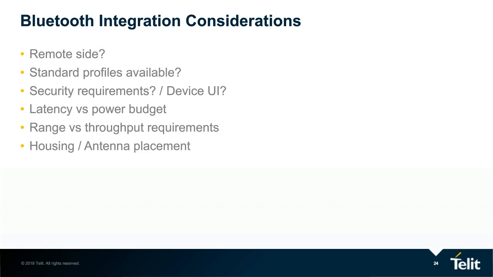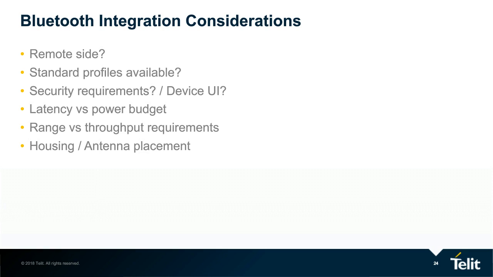Then you have to decide between latency and power budget, or between range and throughput. You can either have higher range or better throughput for Bluetooth Low Energy, but not both at the same time on the same Bluetooth link. I will talk about this later when I talk about Bluetooth 5 features a bit more. Then, of course, the device itself, the housing, the antenna placement, everything affects the design.